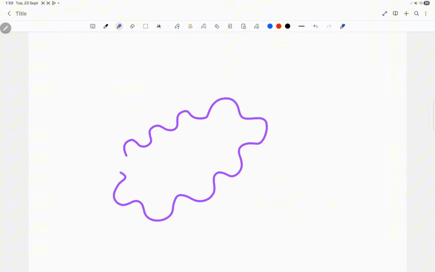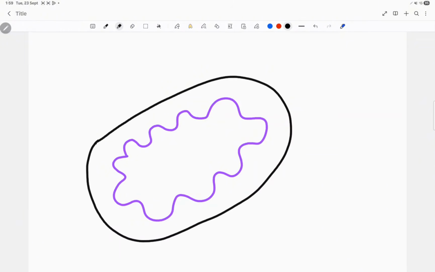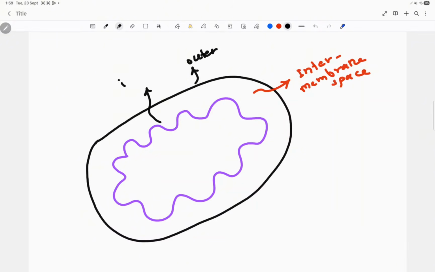Okay. So here is the inner membrane. And here is the outer membrane. And there is a space between the two membranes, which is called the intermembrane space. This is the outer membrane, and this is the inner membrane. And the chemical reactions will occur on the inner membrane. The chemical reactions that will ultimately give you ATP will occur on the inner membrane.